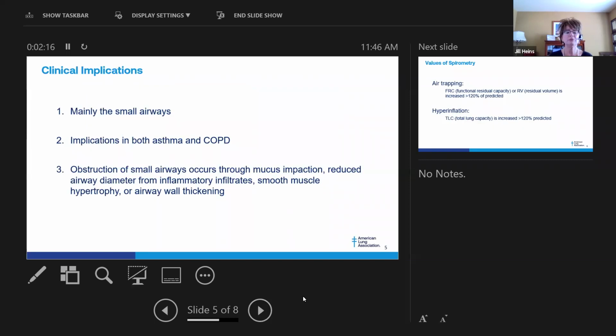Air trapping affects mainly the small airways. The implications are present in both asthma and COPD, particularly with repeated exacerbations. Obstruction of small airways occurs through mucus impaction, reduced airway diameter from inflammatory infiltrates, smooth muscle hypertrophy, or airway wall thickening, or a combination of all of those.